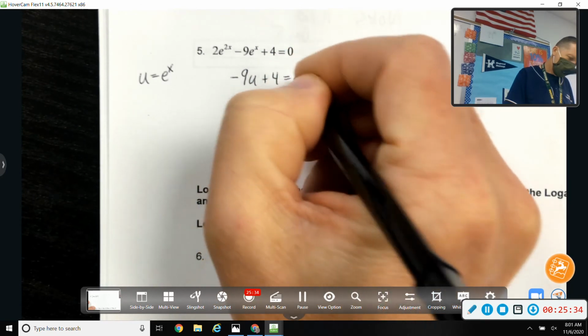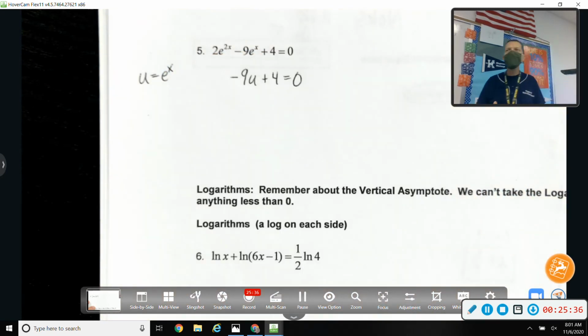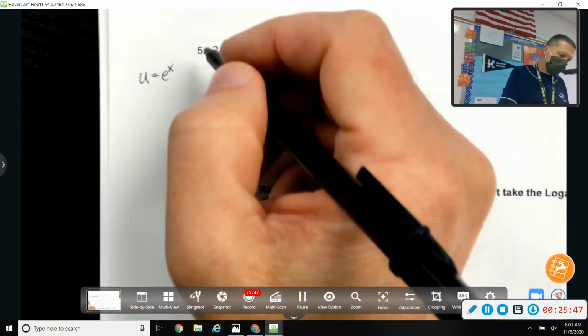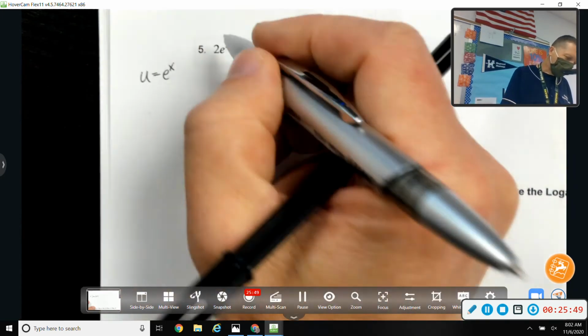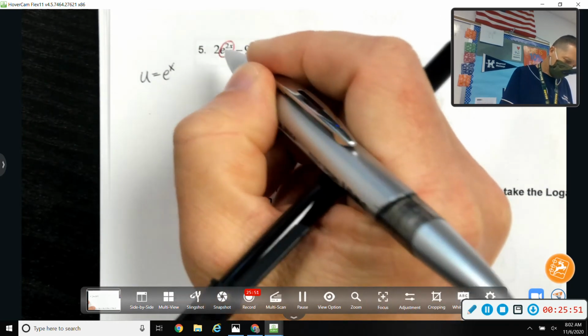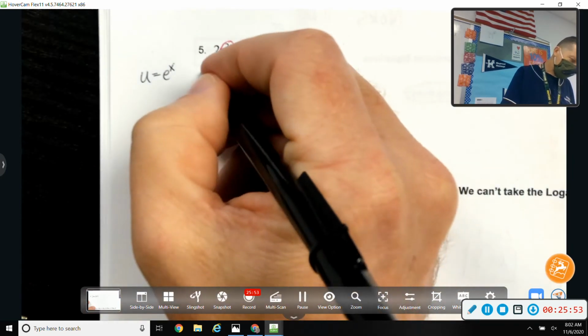I mean, e is a number, but I'd rather write e than 2.718281828 and on and on and on. So let's just leave it as e. What's e to the 2x going to be? e squared. u squared.